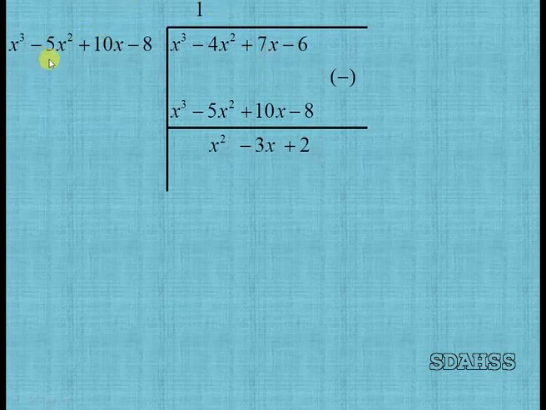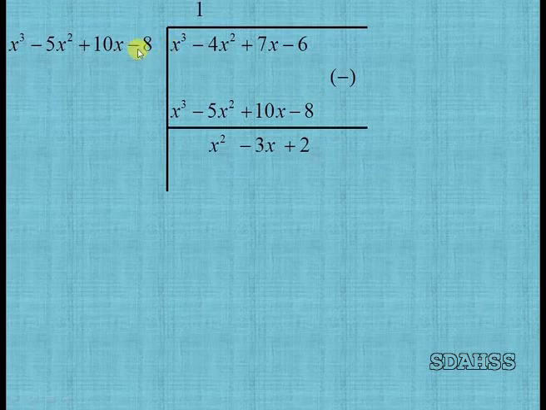Then divide the first term. X cube by x cube, you will get 1. Multiply the whole expression by 1, so you will get 1 into x cube, 1 into minus 5x square, plus 1 into 10x, 1 into minus 8, and then change the sign.